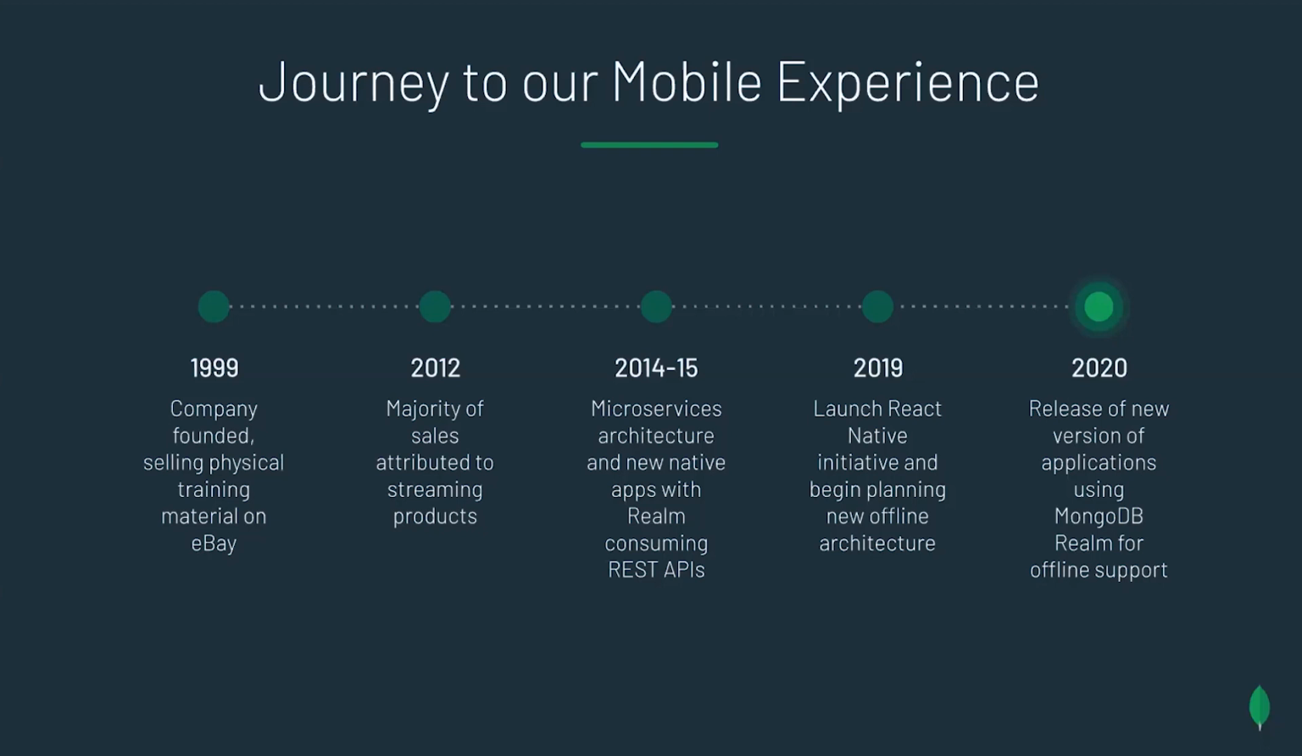So that's when we started evolving our architecture and reaching for a microservices architecture pattern, as well as looking at what our apps were and really architecting a new native app platform. At that point in time, we decided to reach for Realm. We felt that Realm would be the best source of truth to manage state on our devices.